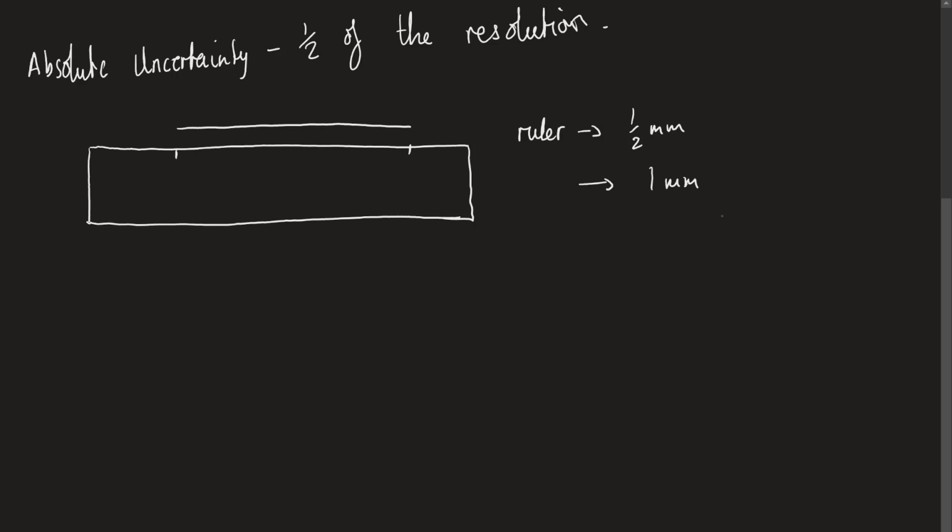Okay, and this is what I mean by absolute uncertainty. It's always going to be half of the resolution of that device. But we can also have a measurement called the percentage uncertainty.